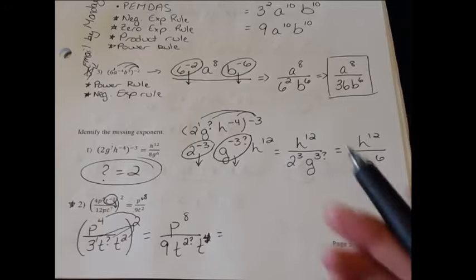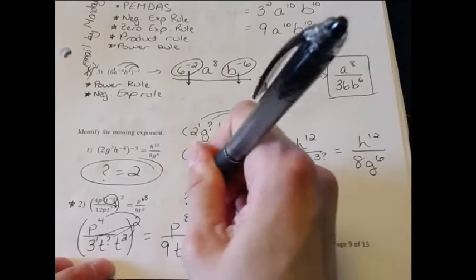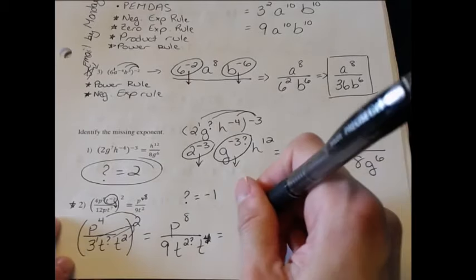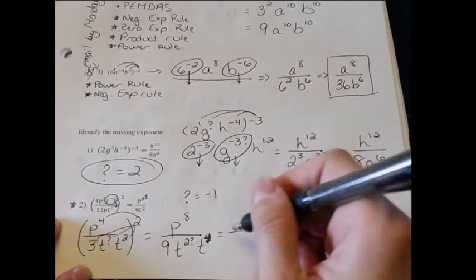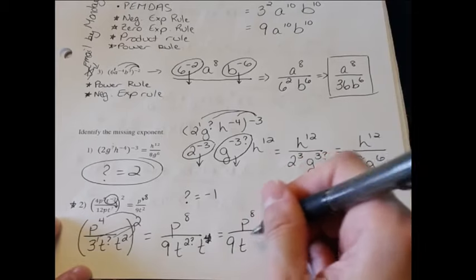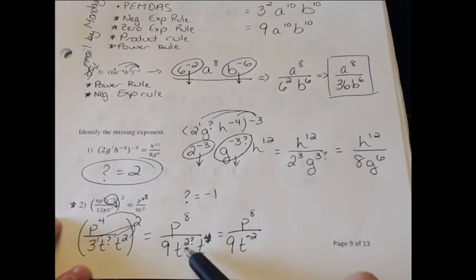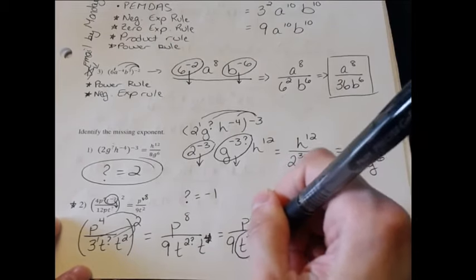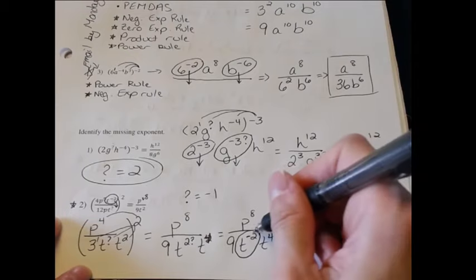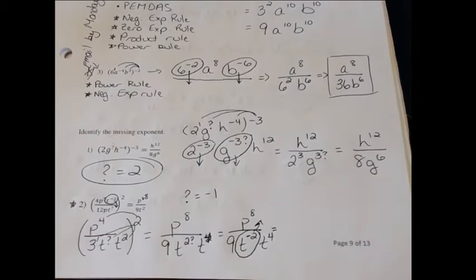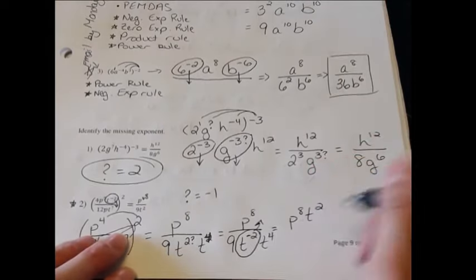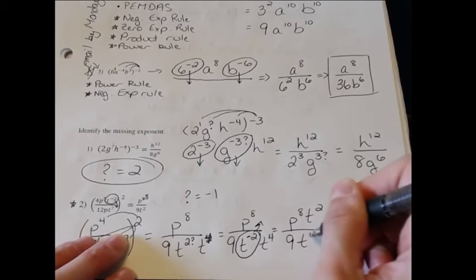If we think about it like this and we say, let's make the question mark equal to a -1, check out what happens. We have p to the 8th over 9 t to the -2, right? Because 2 times a -1 is -2, t to the 4th. Anytime you have a base with a negative power, you're going to move that from its location to either the numerator or denominator, whichever is opposite. That gives us p to the 8th, t to the 2nd power, all over 9 t to the 4th.